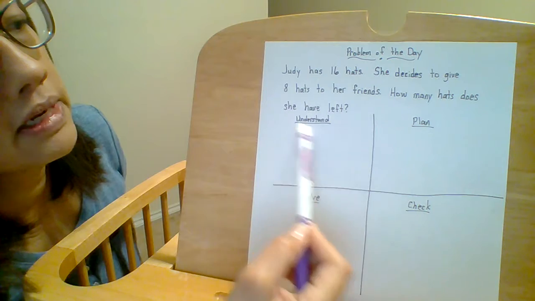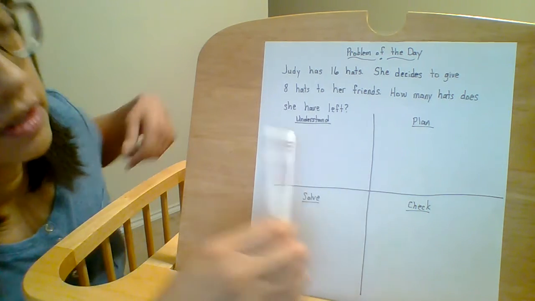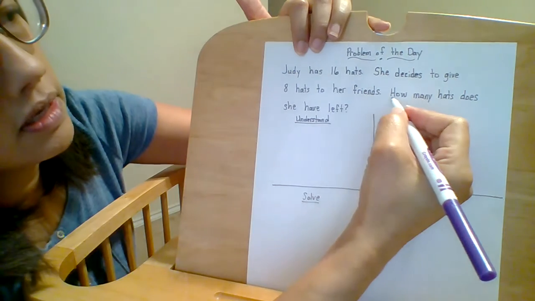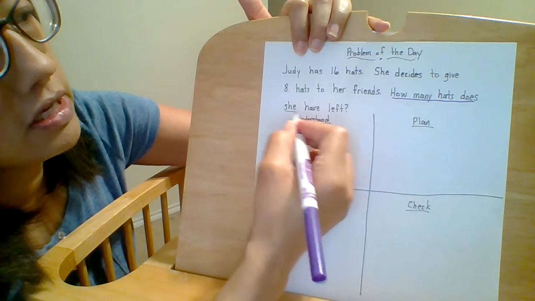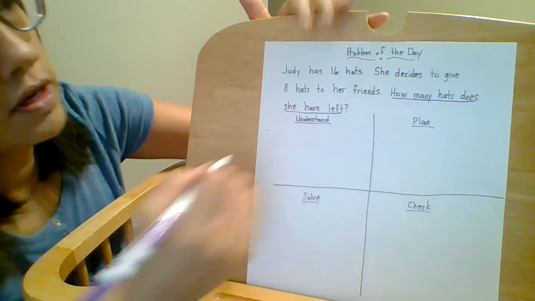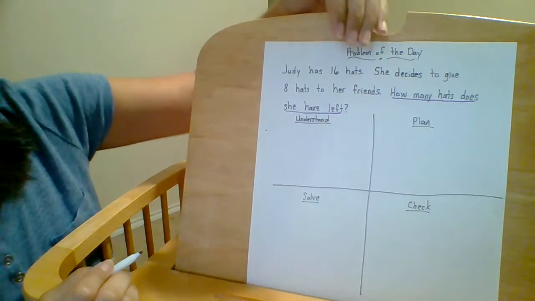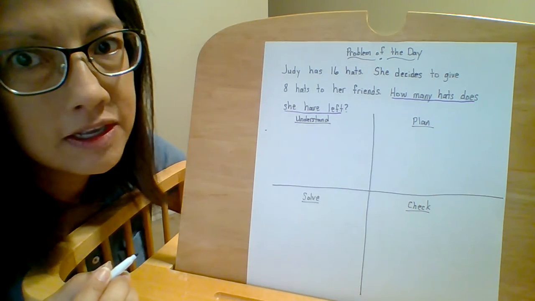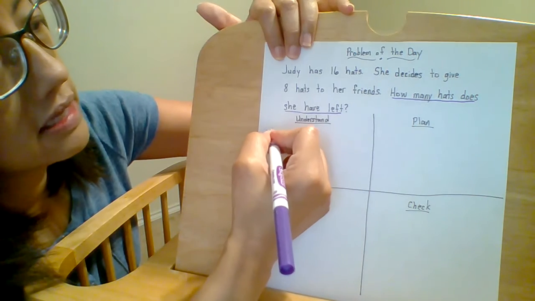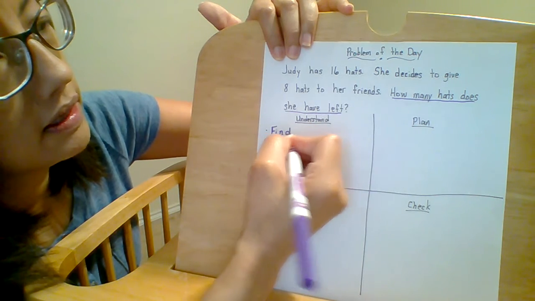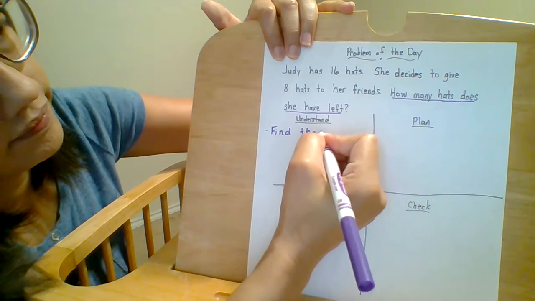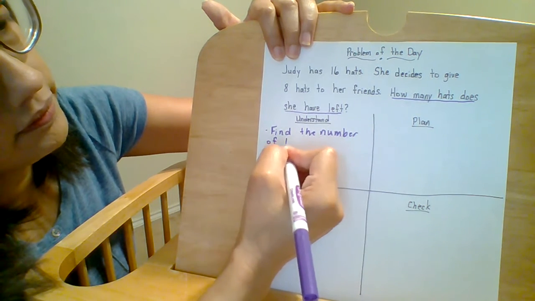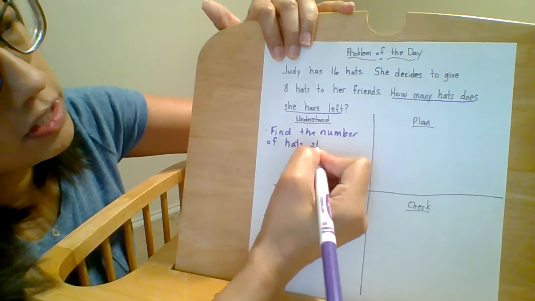So the first thing we need to do is understand the question. What is the question asking us to find? I'm going to underline the question. How many hats does she have left? So I understand that Judy has hats. She gives them away, so she no longer has them. So we need to find how many she has left. Find the number of hats she has left.